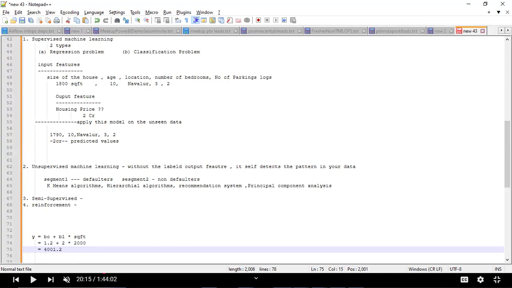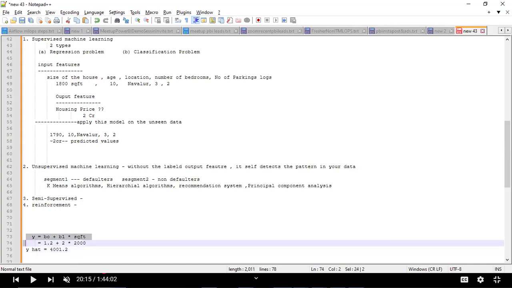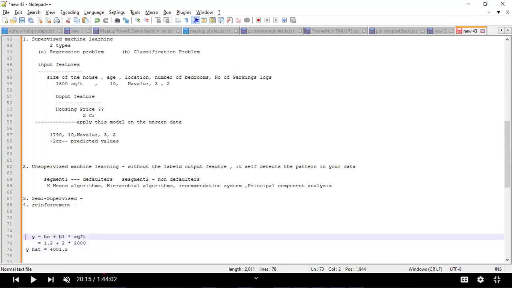This is the estimated housing price. Y hat. They call it a Y hat. Y hat is your estimated housing price. Y is your linear regression equation. This is the equation. So with Y, when you plug in the values, beta naught.